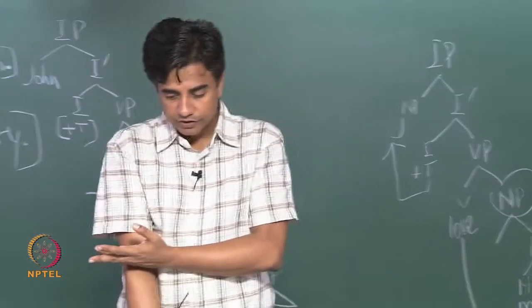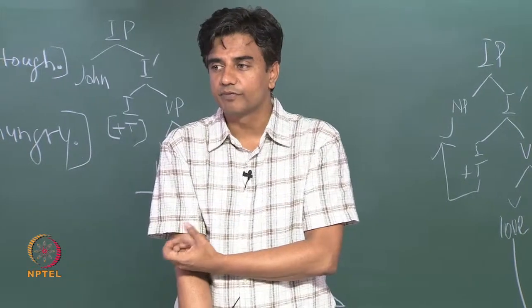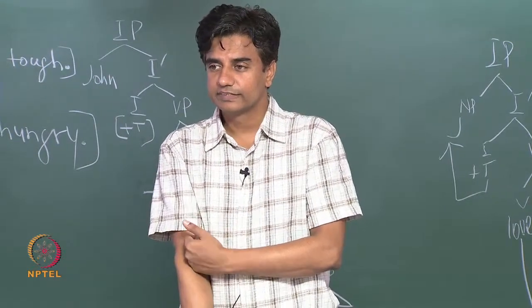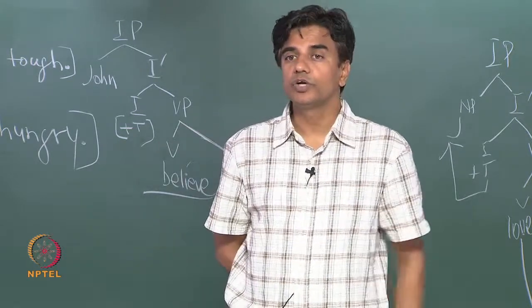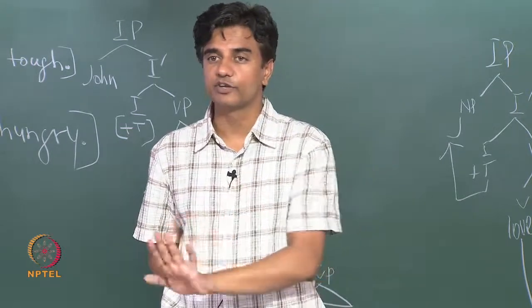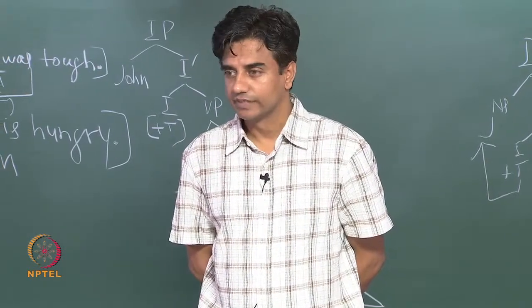For John to attack Bill is a particular type of clause. What type of clause is this? No, not CP or anything. I am talking about finiteness or non-finiteness. Non-finite clause.